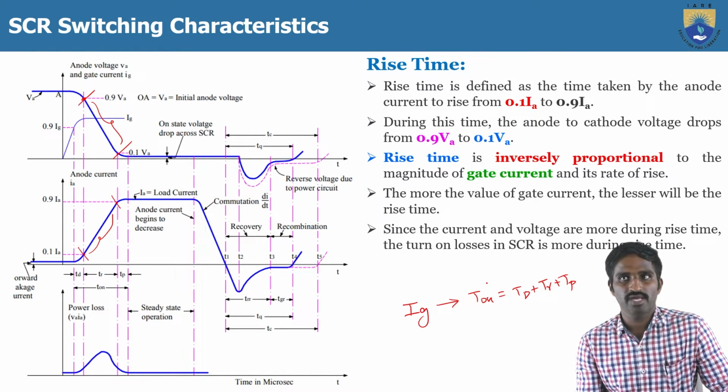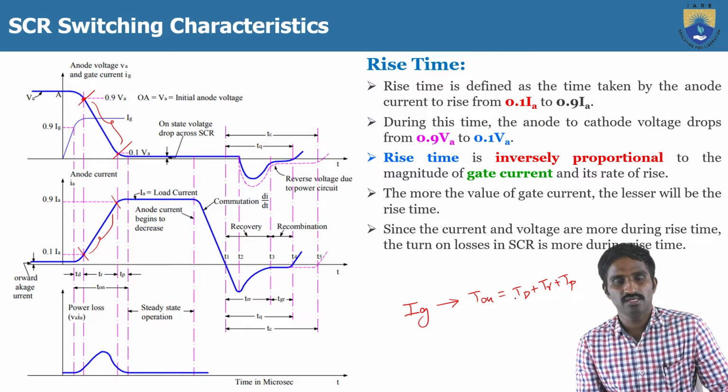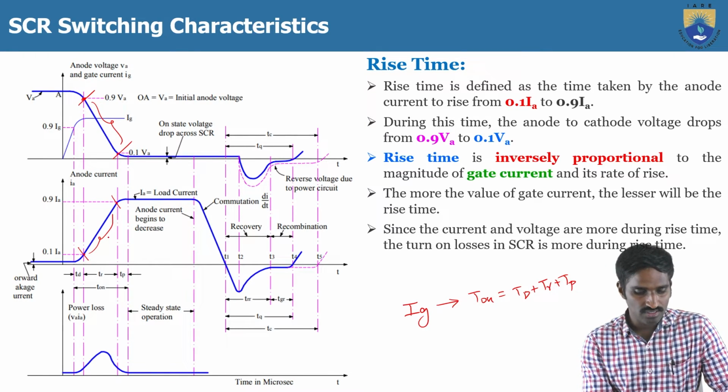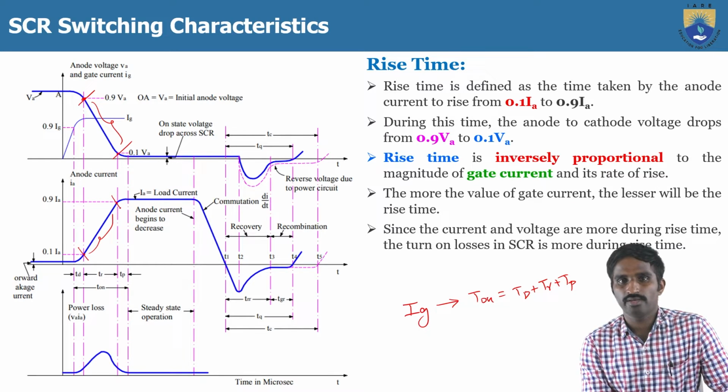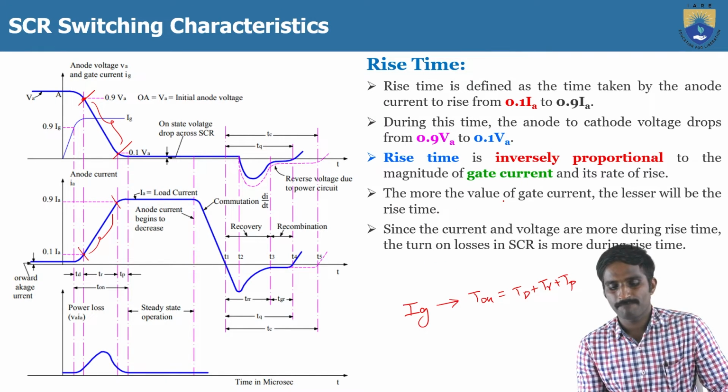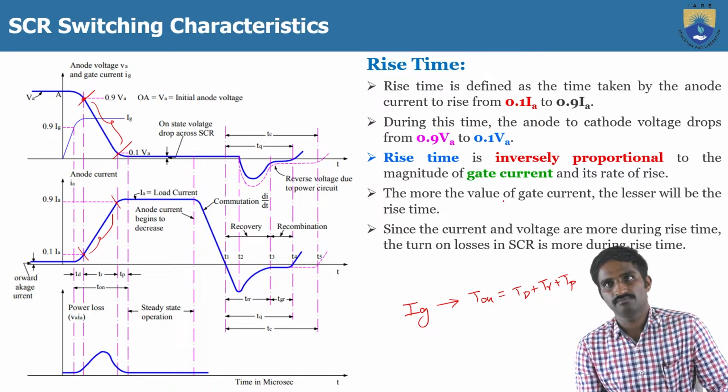So the more the value of the gate current, the lesser will be the rise time, which means the anode current will reach the minimum anode current required to turn on the thyristor very fast, because of increasing the value of the gate current.